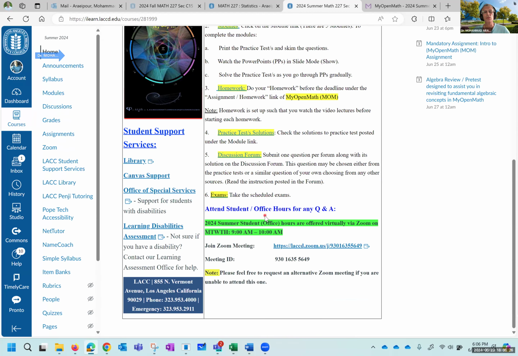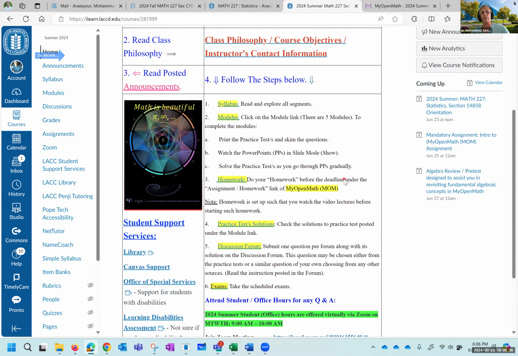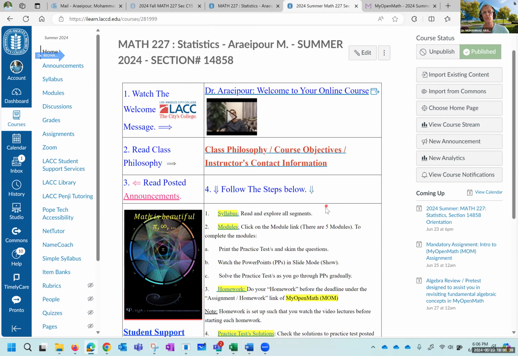Exams. Student office hours, Monday through Thursday, 9 to 10 a.m. For any question, you're more than welcome to stop by. You can find it here. So that's number 4. Let's explore each and every one of them, starting with the syllabus. Again, you can click on the syllabus here or the syllabus here.